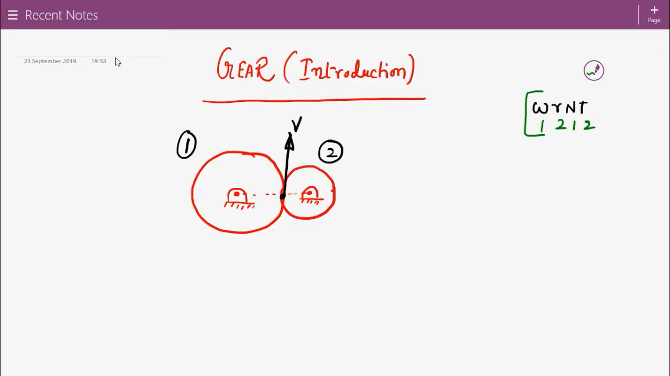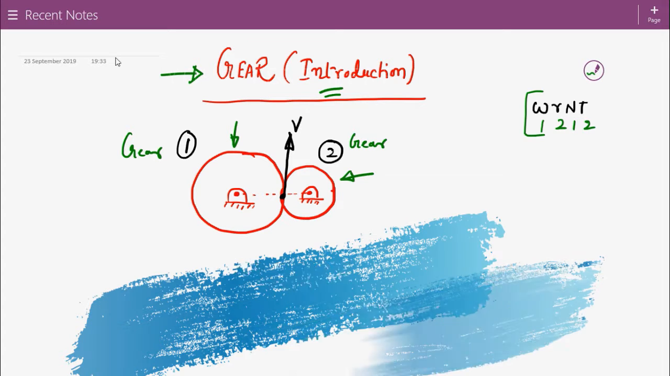Today we will be studying about the gear, the very basics of gear. Okay, that's the introduction. So you can see in the picture that there is a big circle drawn here, and the smaller circle here. These are representing two gears. Suppose this is gear 1 and this is gear 2.